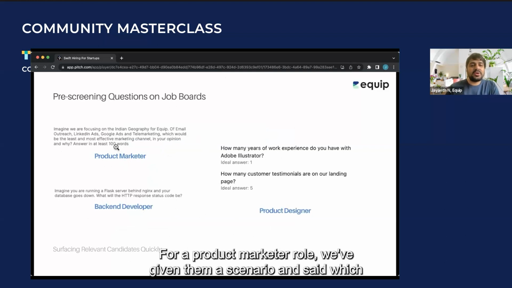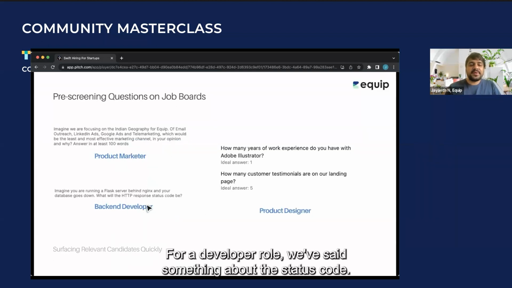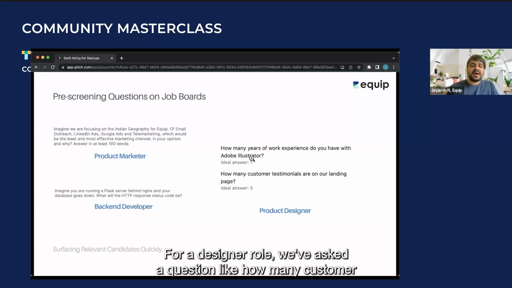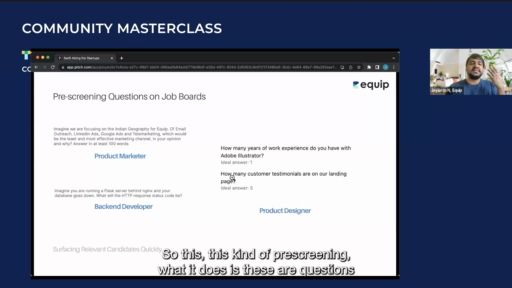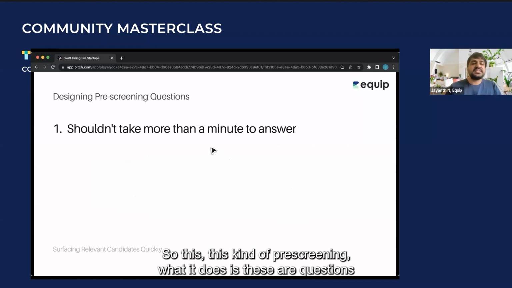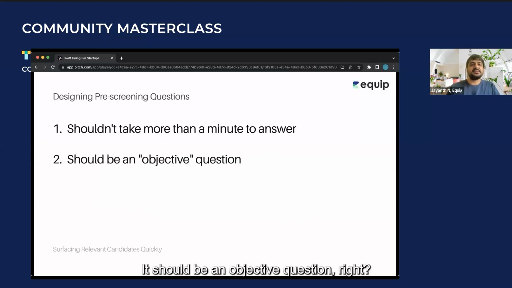For a product marketer role, we've given them a scenario and asked which marketing channel would be most effective. For a developer role, we've asked something about a status code. For a designer role, we've asked a question like, how many customer testimonials are on a landing page? So this kind of pre-screening involves questions that should not take more than a minute to answer. This is not an assessment, I want to make that very clear. The question should be very easy to answer, and it should be an objective question.